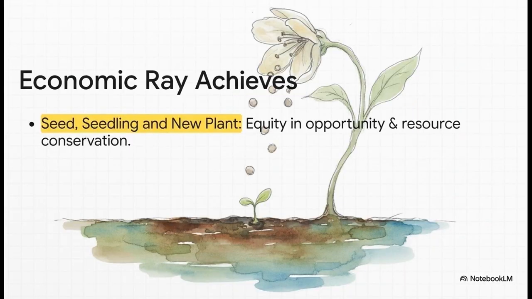Finally, the economic ray comes in to complete the cycle. This is the seed, seedling, and new plant. It's what makes sure the system can continue by promoting equity in economic opportunity and conserving resources. It ensures that individual benefit is always in proportion to the public benefit, which in turn nourishes the soil and water for the next generation of growth.